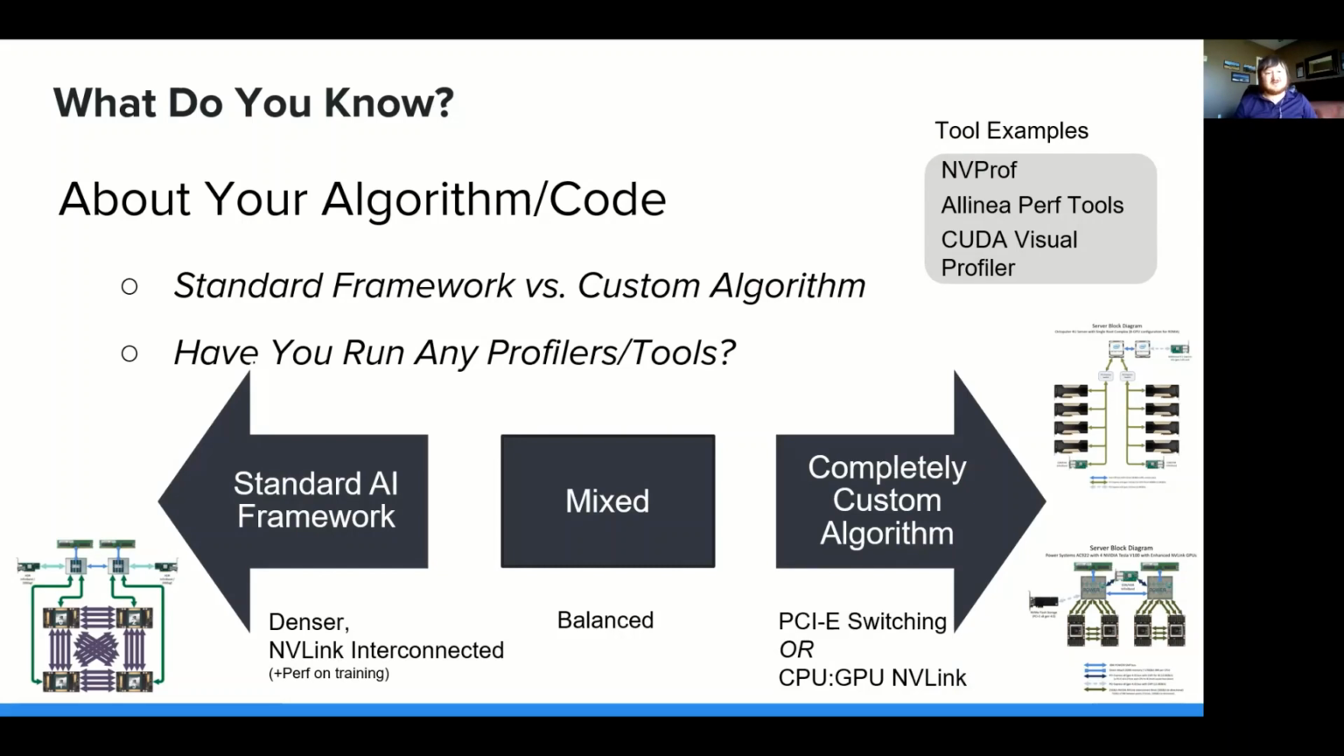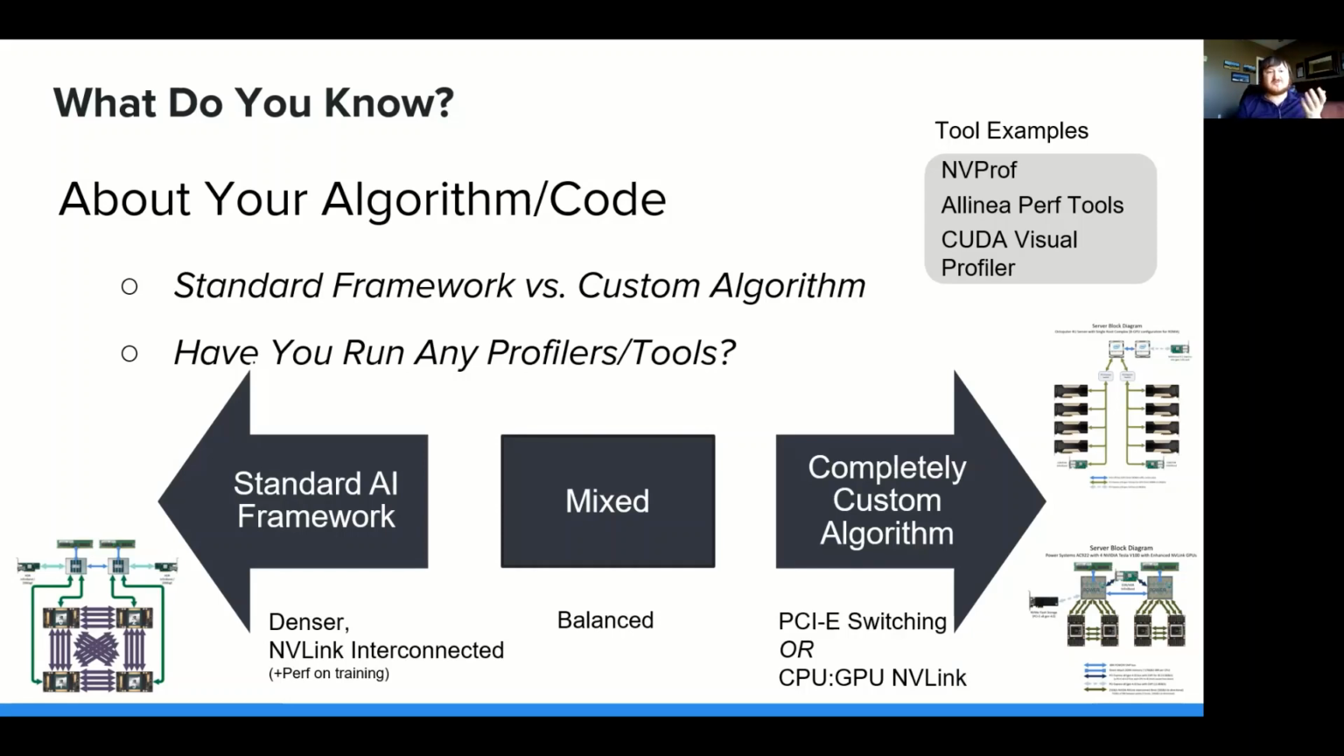You can think about this as kind of being on a plane. At the left, you have a standard AI framework that may dictate a denser and more NVLink interconnected system that has a performance benefit on training. Next, you have a mixed workload that necessitates a more balanced system. And on the far right-hand side, you have a completely custom algorithm. You control how it works. You can map the algorithm to the system architecture with the greatest performance in a high system density. So you can think about PCI Express switching being a really good candidate for this.